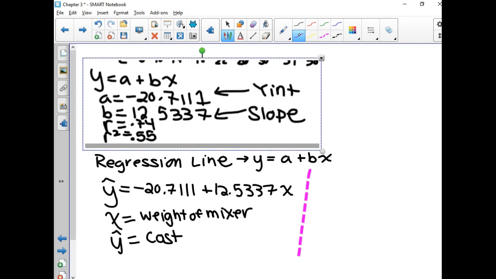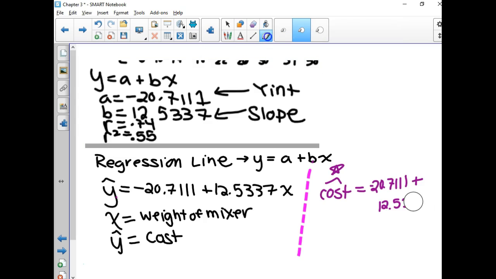This is actually what I prefer. This is like the preferred method. When you write your equation, instead of writing y hat, I'm going to write the predicted cost is equal to a from my calculator, negative 20.7111, plus b from my calculator, 12.5337 times x. What is x? The weight of the mixer.